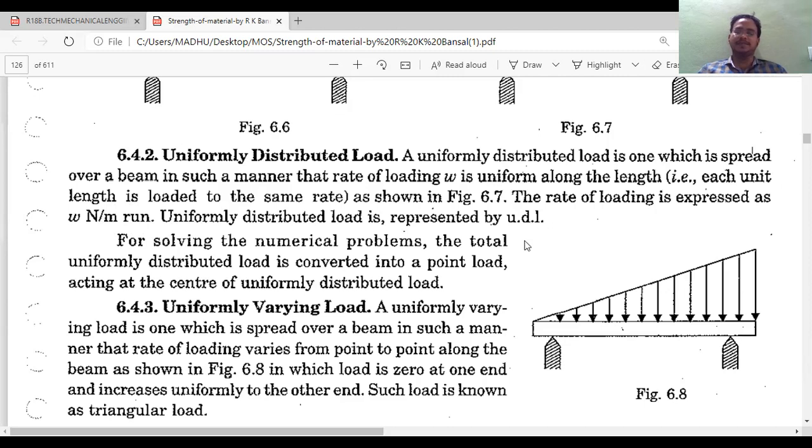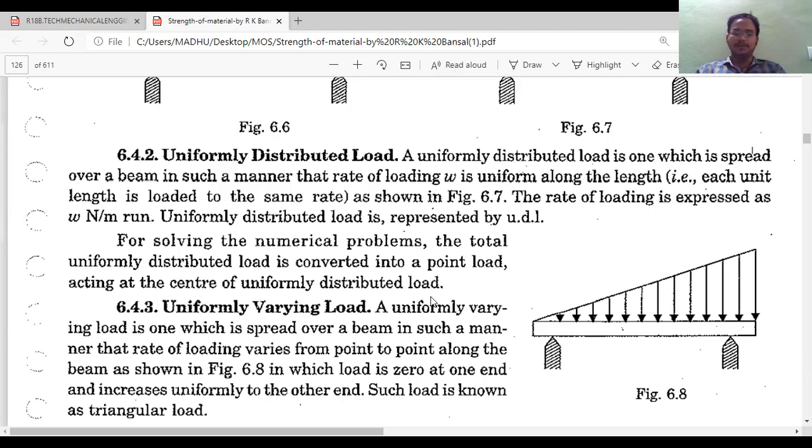As we discussed, it is represented as UDL. Now, for solving the numerical problems, the total uniformly distributed load is converted into a point load acting at the center of the distributed load. Yes, at the center means it is the centroid. It is not the center. Centroid we should speak. For uniformly distributed load, it is a centroid.